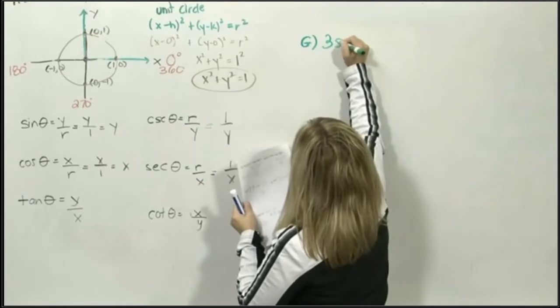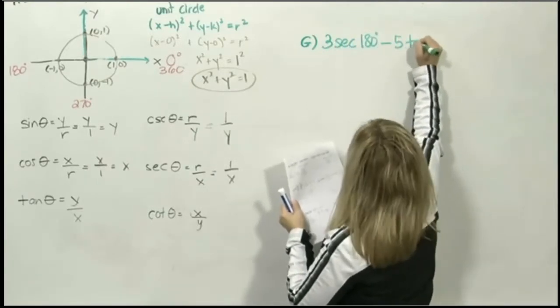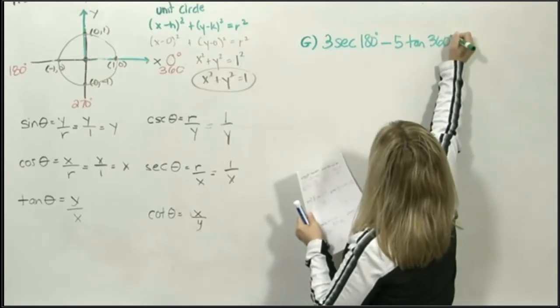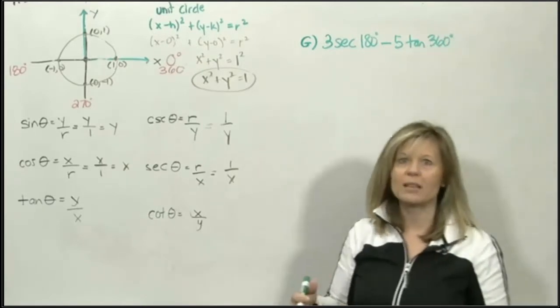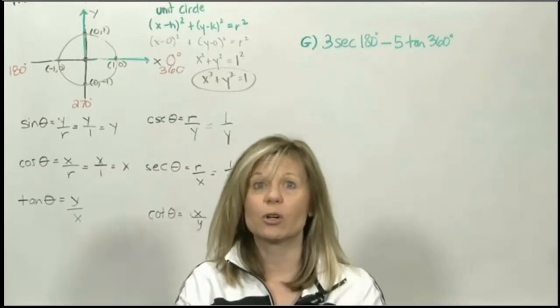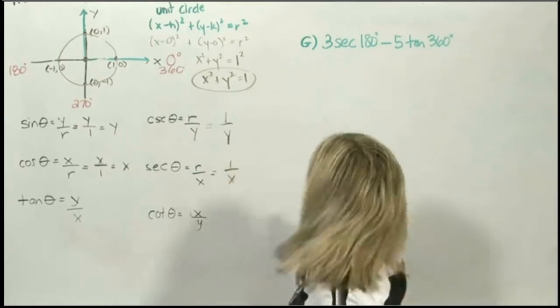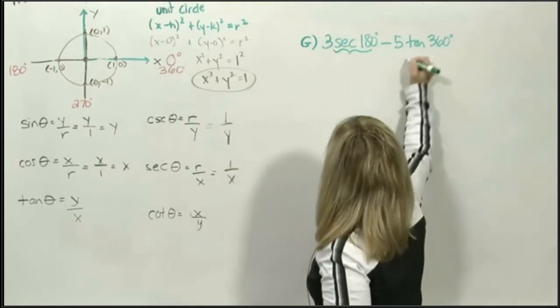G is 3 secant 180 degrees minus 5 tangent 360 degrees. I want you to evaluate that. I want that to become a number. Okay? So it's just like doing good old algebra. It's substituting and calculating. The first thing I got to do is figure out what the trig functions equal.